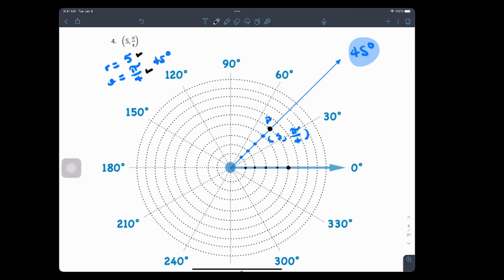Plotting some points. Okay, is that pretty simple?